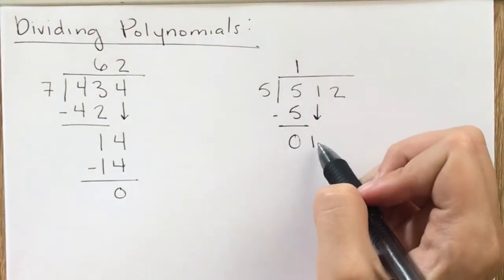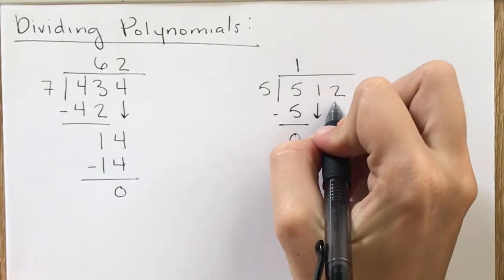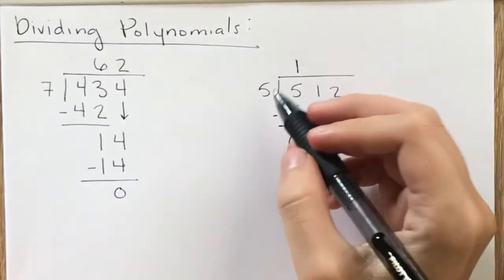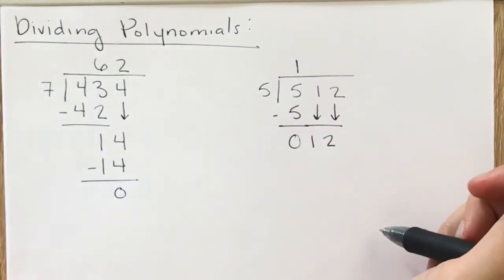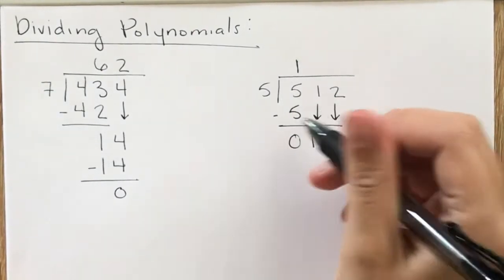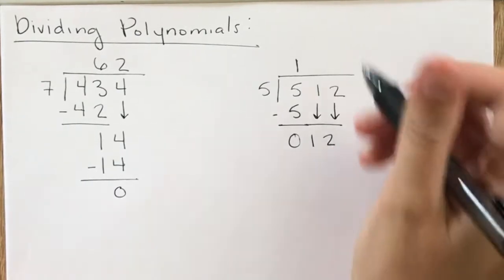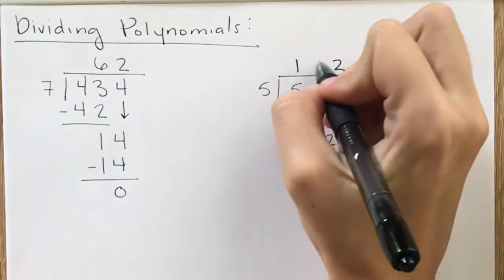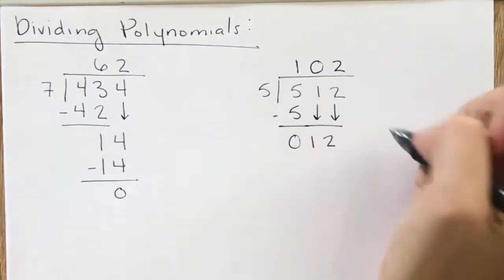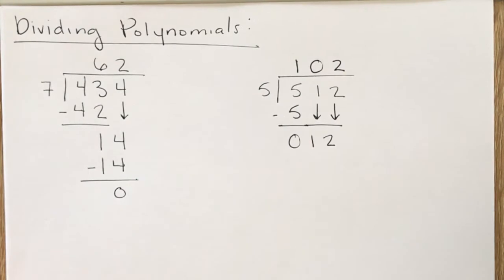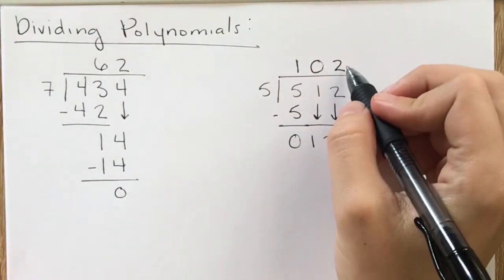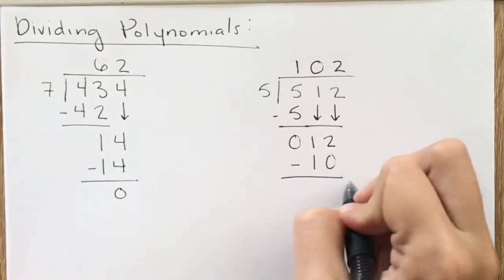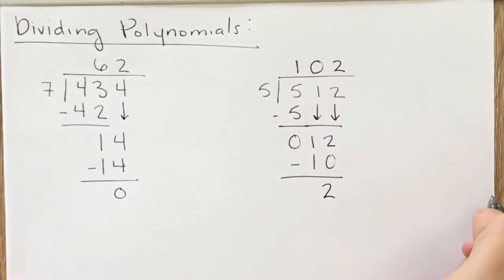5 clearly can't divide 1, so we also bring down this next digit, 12. How many times does 5 divide 12? Well, 2 times 5 would give us 10, so we write 2 above the 2. That means we have to stick a 0 in here above this digit because we couldn't divide there. So we multiply the 5 by 2, we get 10, we subtract, and we're left with 2.